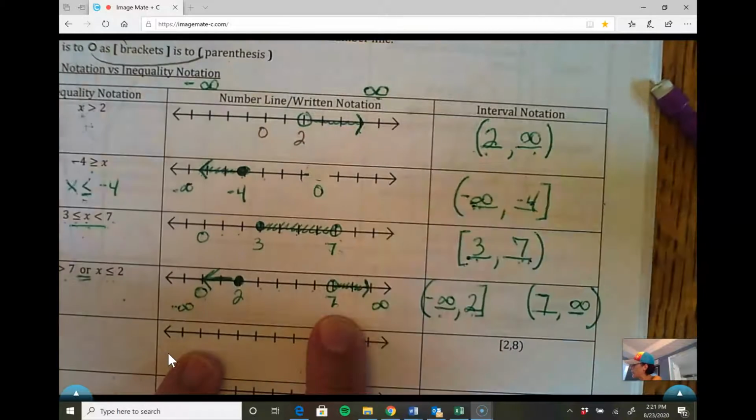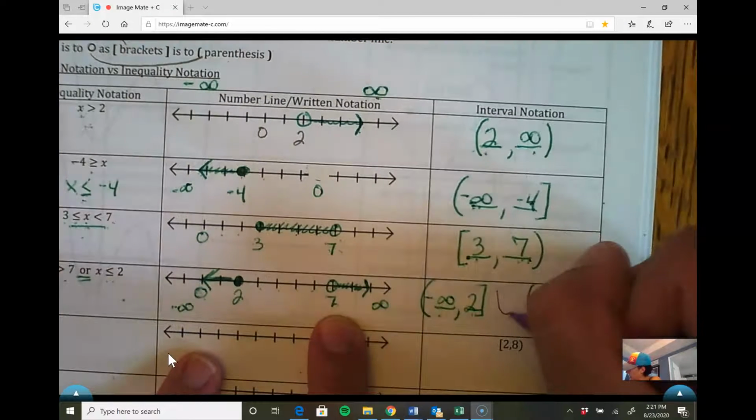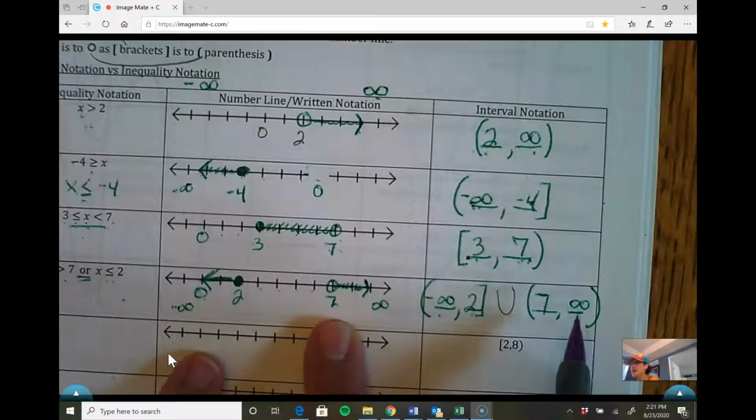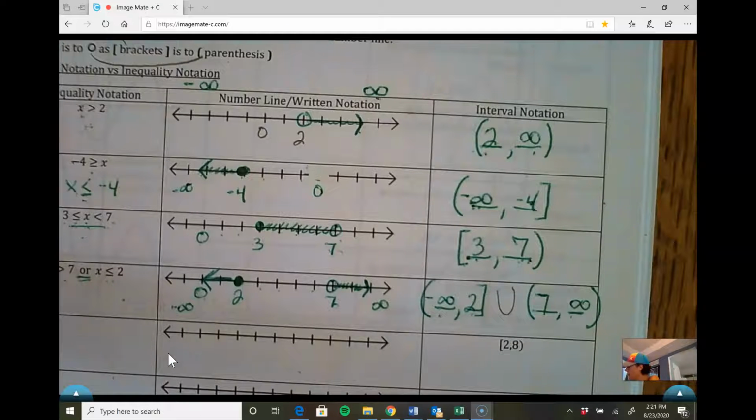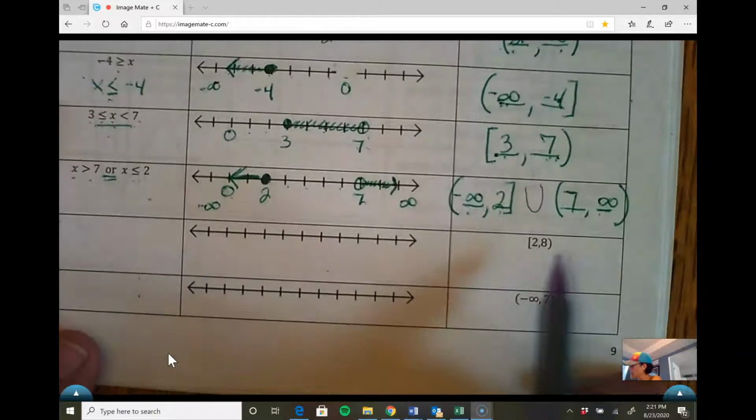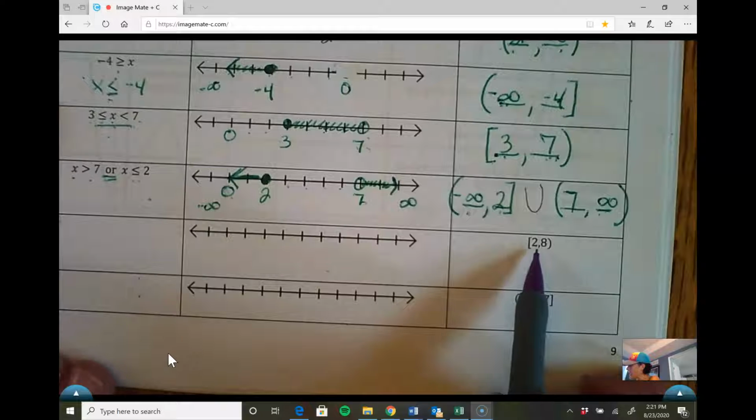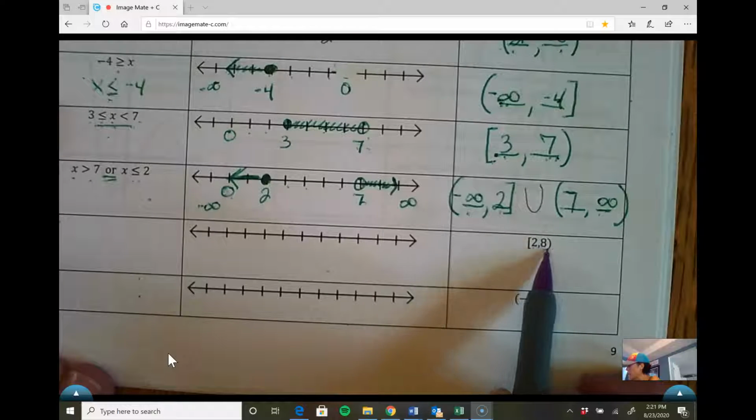And when you have 2 of them, we like to put this in there, because we're talking about this one and we're talking about this one. So it looks like a U. All right, so just how do you read this? So this is anything in between 2 and 8, including 2 but not including 8.